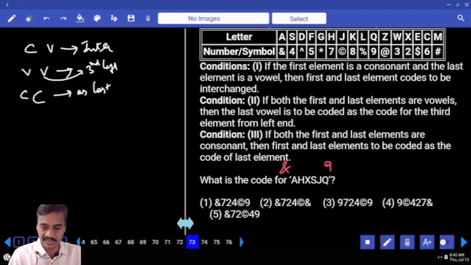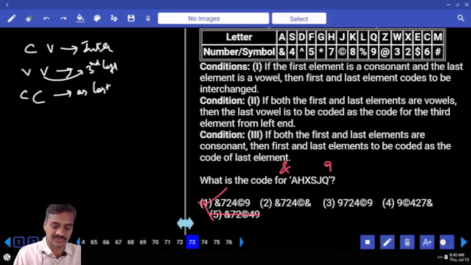N and 9. N and 9, tell me how many are there? There are only two possibilities for this N and 9. Then again, checking out the last element. Which is different? 1, 2, 3. The fourth element is different between. And what is the fourth? Yes. The code for SC is 4. The fourth element must be 4. That is choice 1, question number 73.